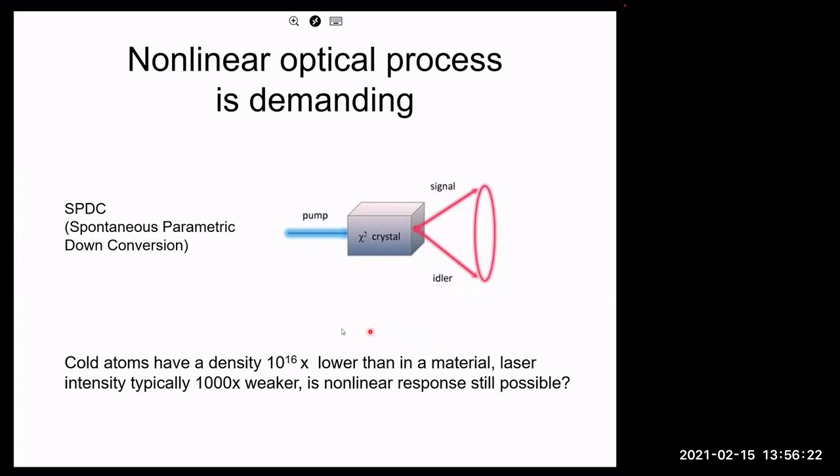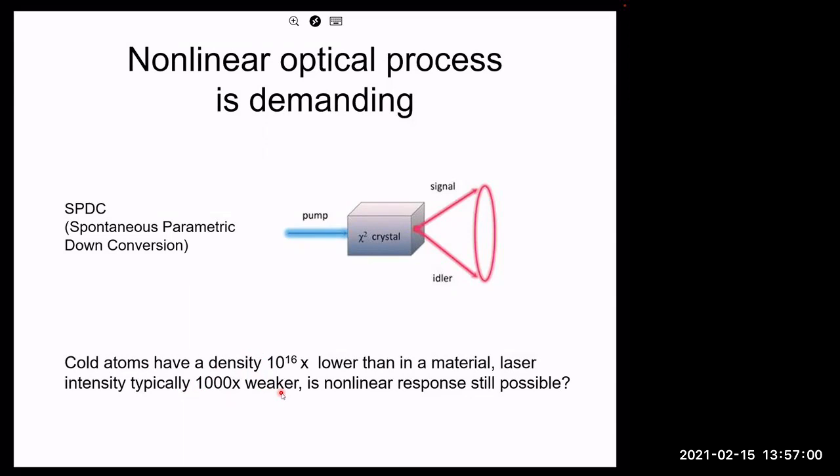For atoms, we are in the other limit. Atoms form a gas, and we're talking about a density that is many orders of magnitude lower than the density in any solid state material. At the same time, the typical light intensity we illuminate on the atoms is also orders of magnitude weaker. So everything goes in the wrong direction: a much lower density of atoms and much lower light intensity. So it looks like it's impossible to see nonlinearity.